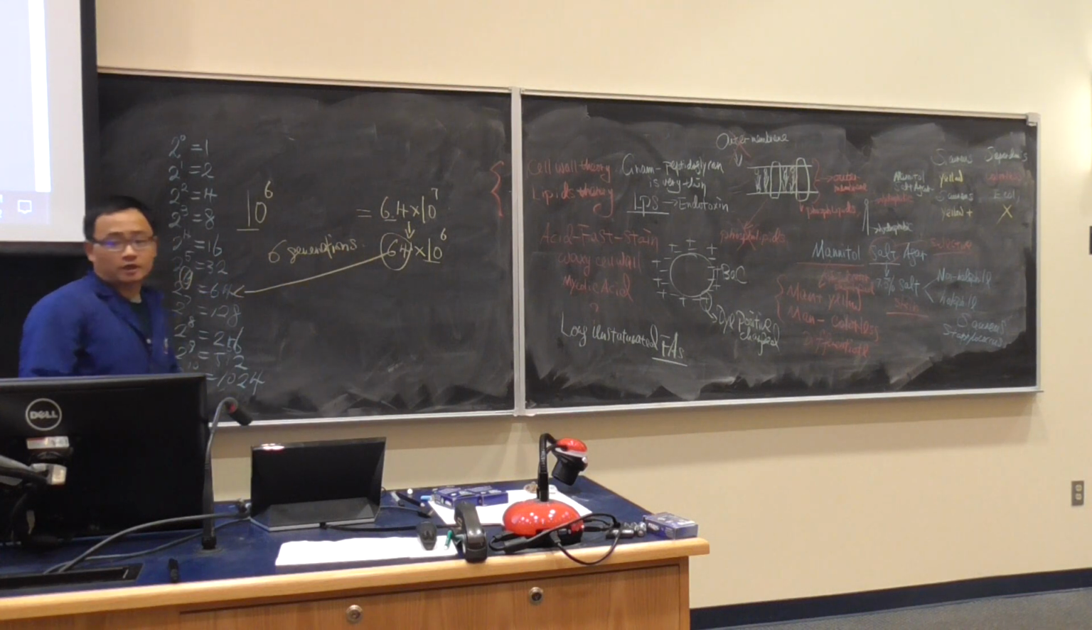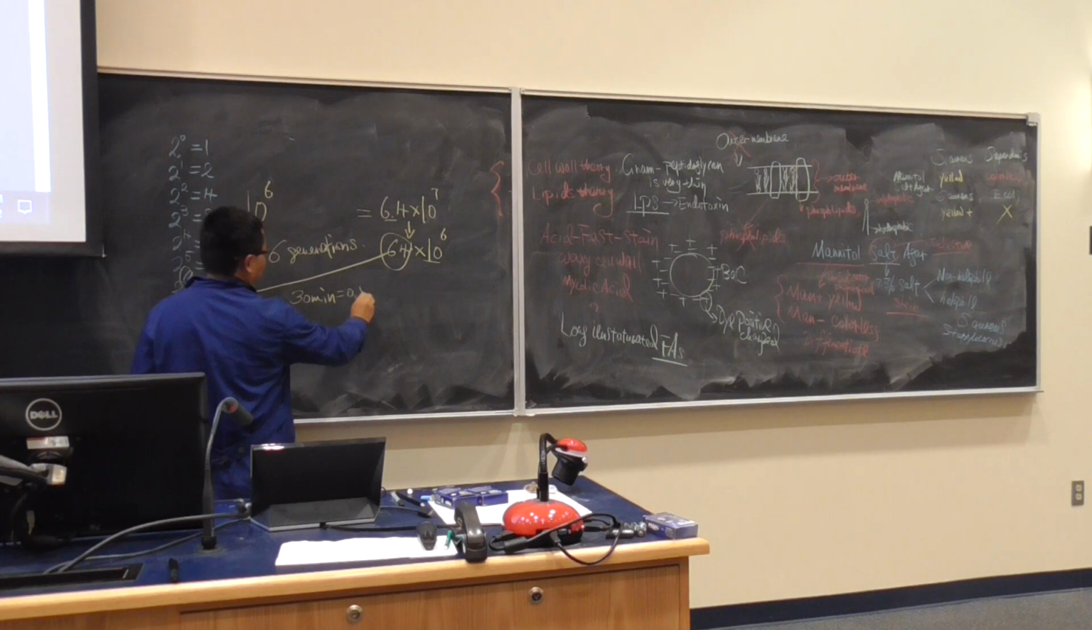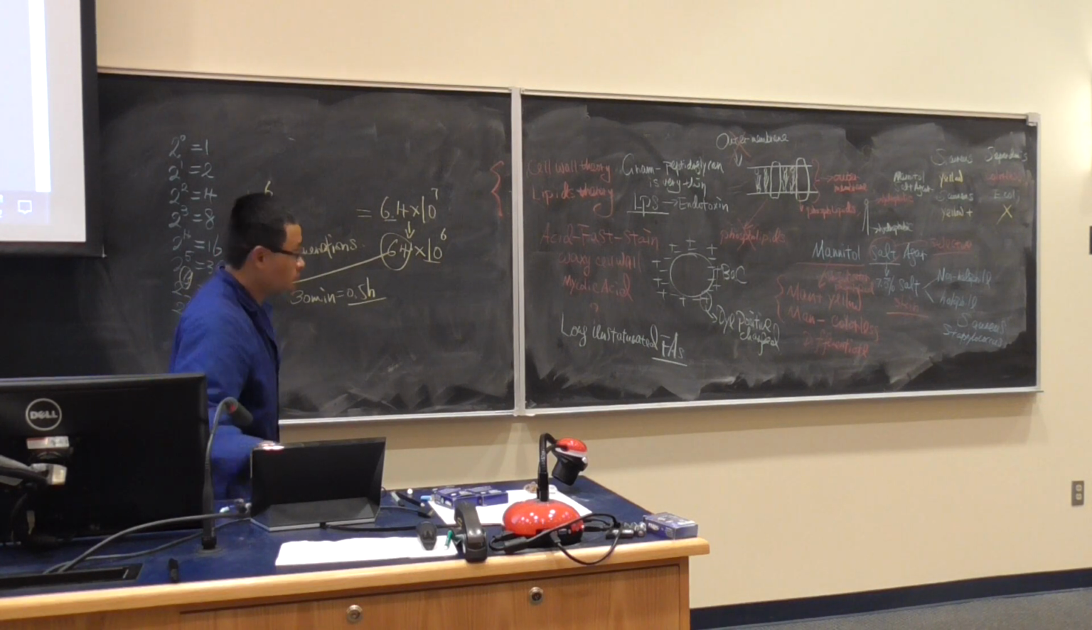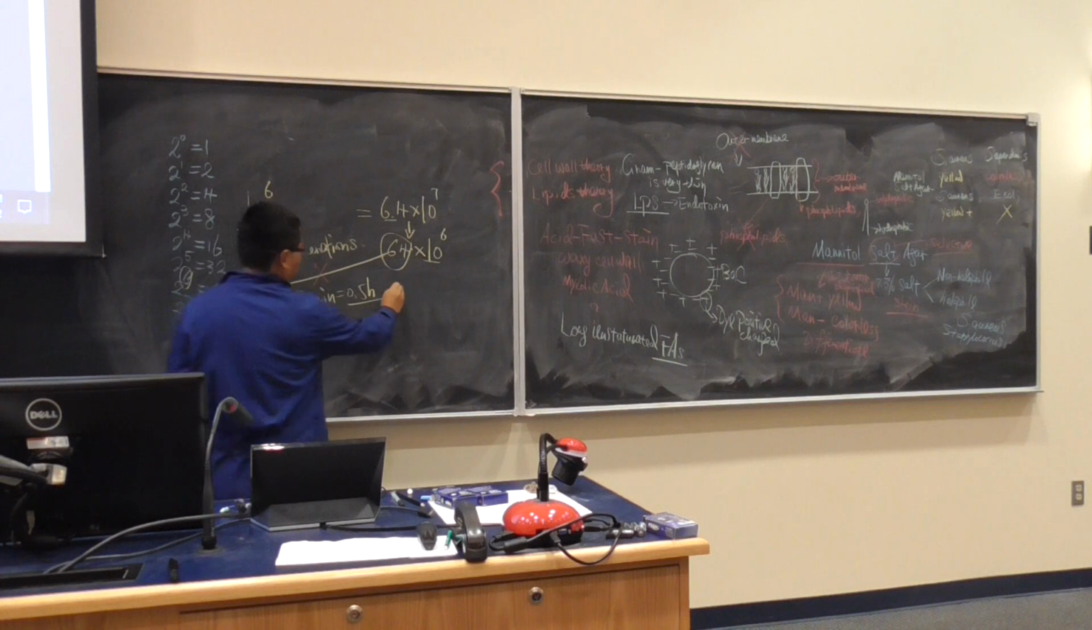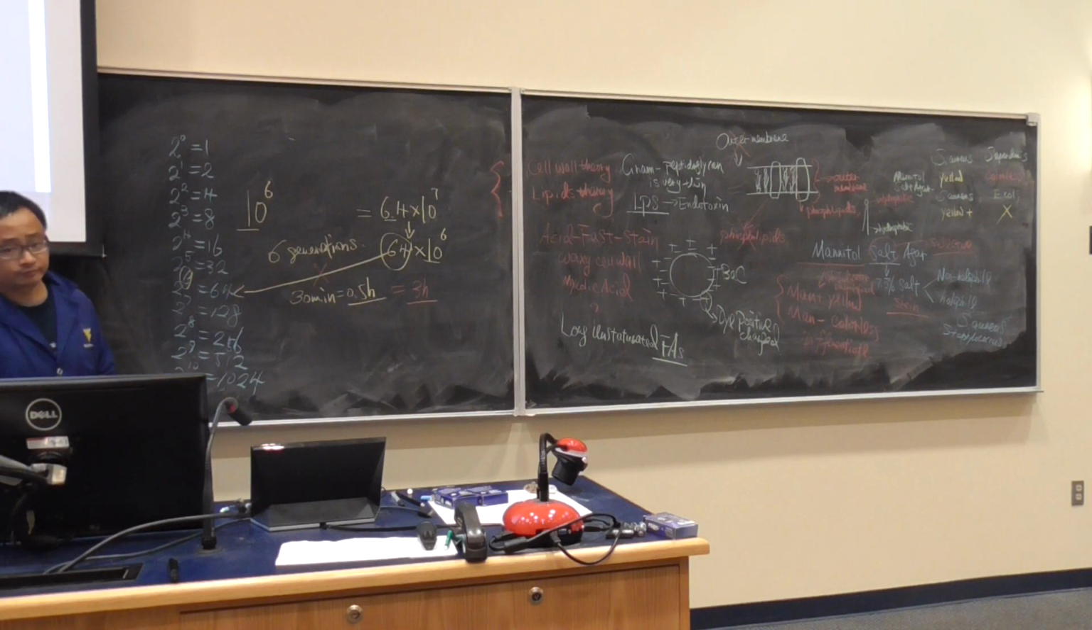What is 1 generation time? It's 30 minutes. And you need to know 30 minutes equals half an hour, okay? So how do you do it? Multiply that, right? Equal what? 3 hours.